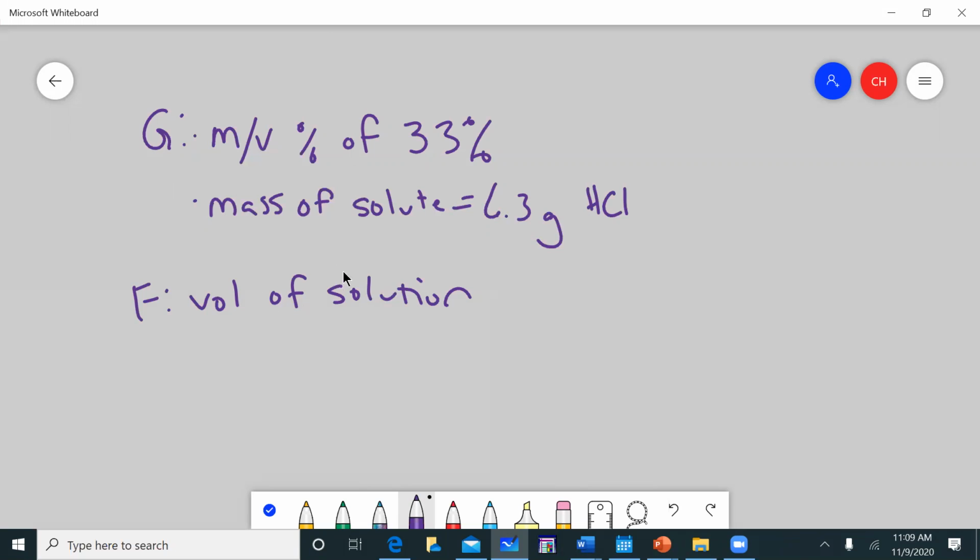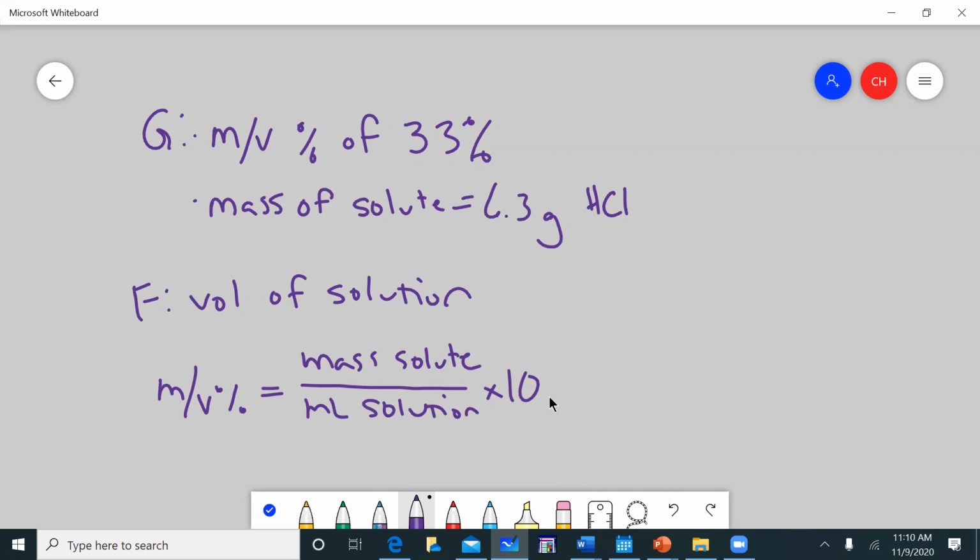So if I'm going to figure out the volume, you could just plug it into the equation, which says there's two different ways. The equation is that mass volume percent equals your mass of solute divided by your milliliters of solution, times 100. And so we could plug our values in. I can plug the 33 in here, I could plug the 6.3 in here, and then solve from there.